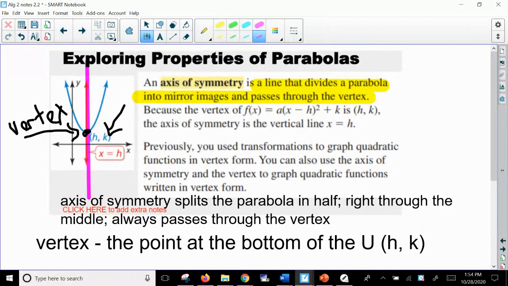Now also, your book says that the axis of symmetry is the vertical line x equals h. So whatever your h value is, once you find h, if I ask you for the axis of symmetry, you'll tell me it is x equals and then whatever the h number is. Okay? What do you mean, Miss Bay? Well, I'm going to show you on the next slide.